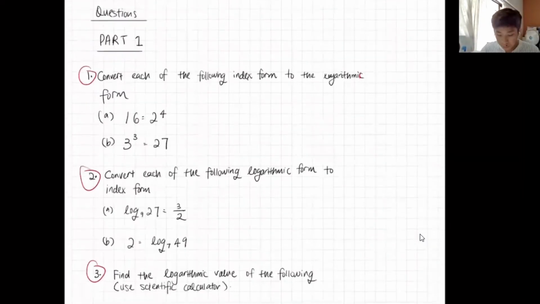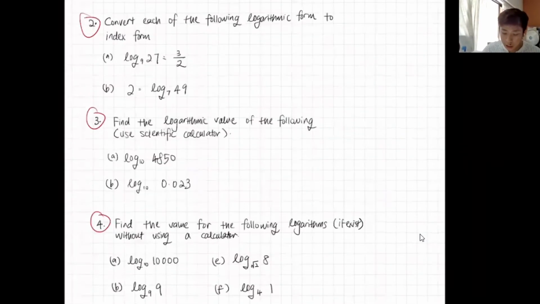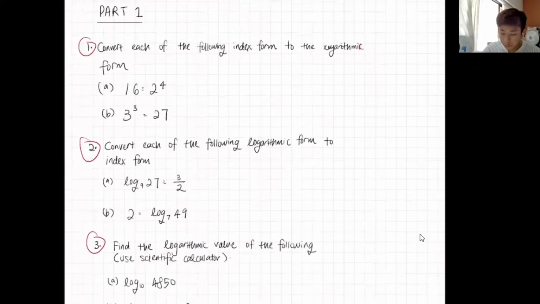So part 1, I separated into part 1, part 2, part 3. Why do I separate like this? Part 1 is the most basic questions. Then when you move to part 2, it's more exam style. Then when you move to part 3, it's even more exam style. It's even harder, and the marks are more.